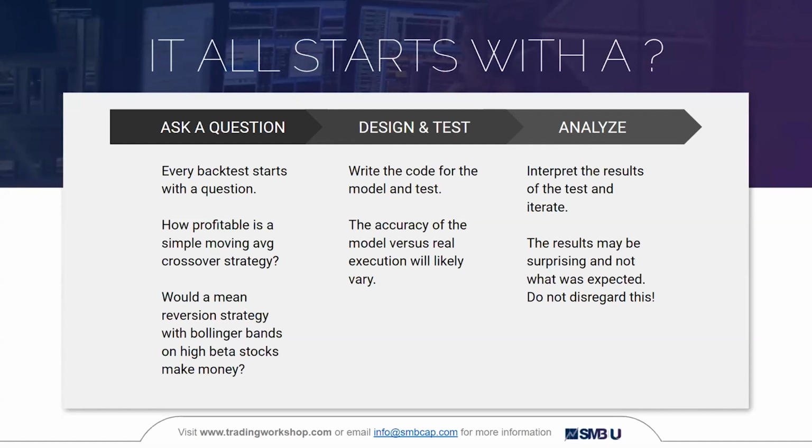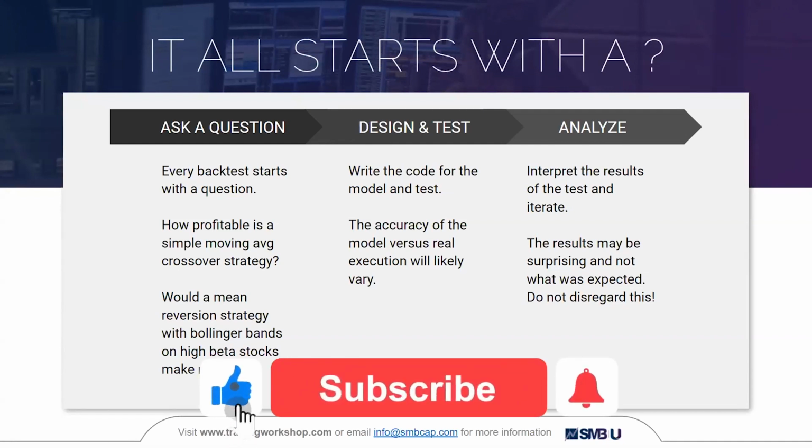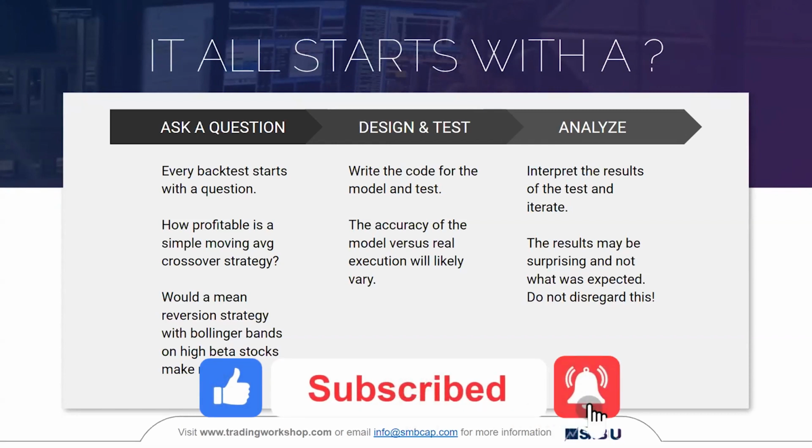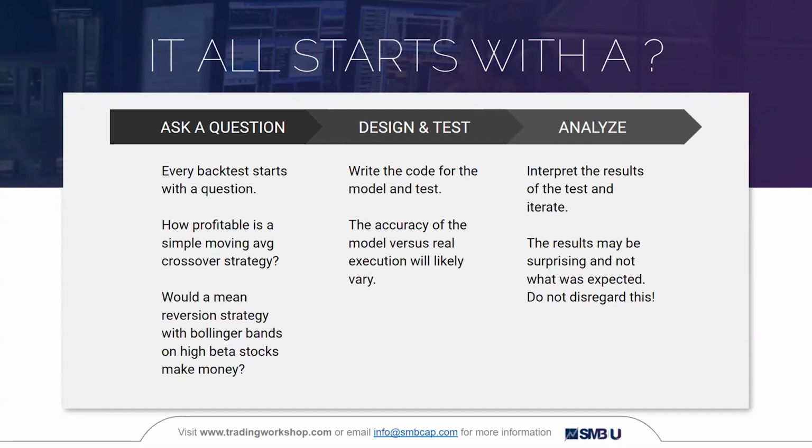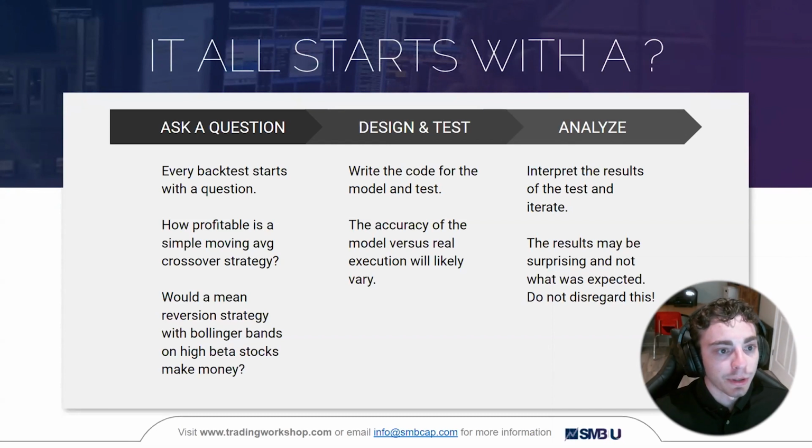So every backtest starts with a question. For example, how profitable is a simple moving average crossover? What would a mean reversion strategy look like with Bollinger Bands on a high beta stock, right? And then we design and test that question. So the next step would be to write out that code and test it out.